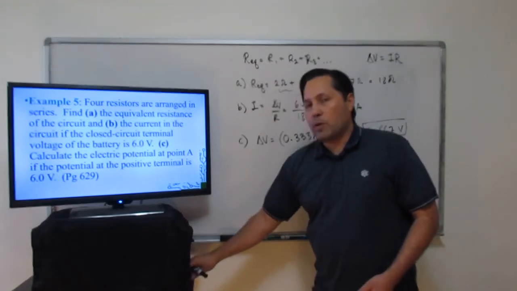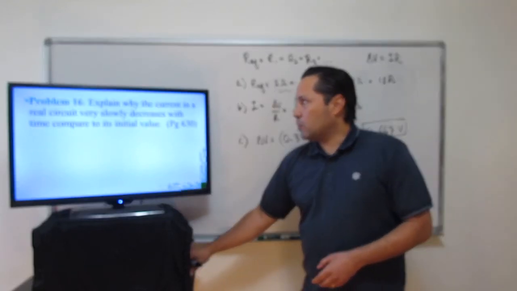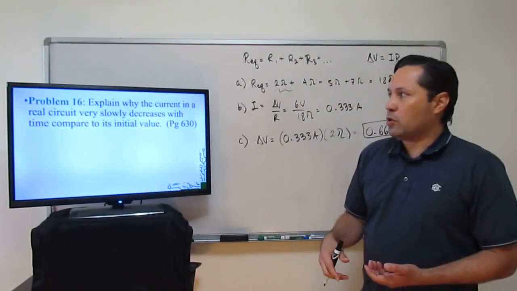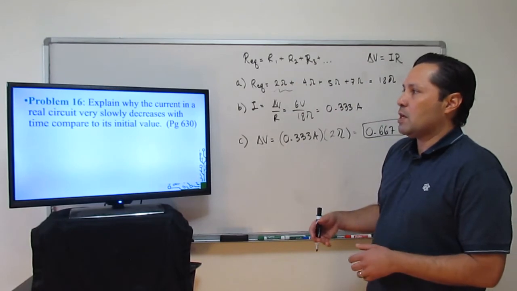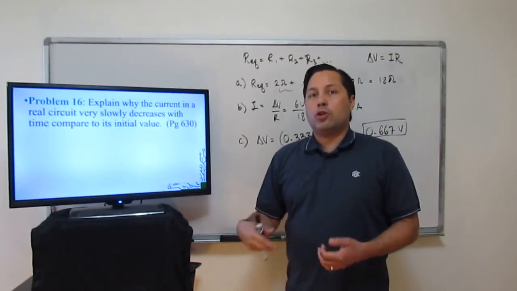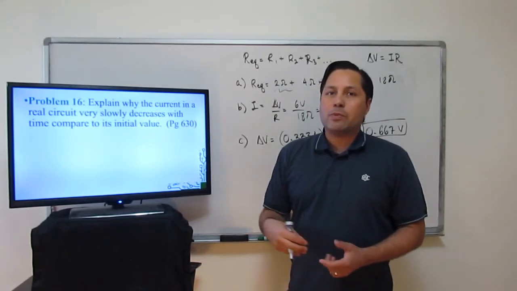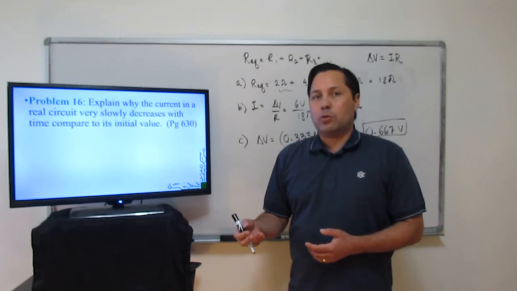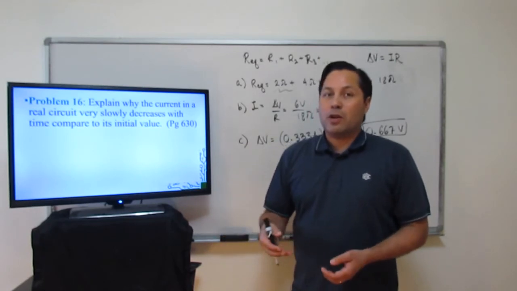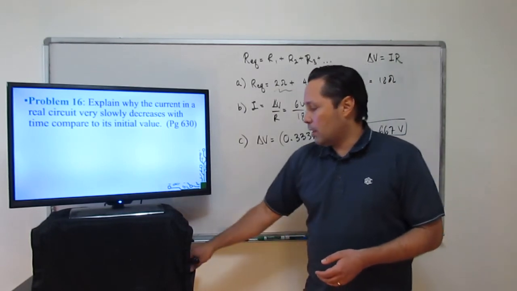Alright, now let's move along to our next problem. In problem number 16, they ask you, explain why the current in a real circuit very slowly decreases as time passes compared to its initial value. So what's happening to those charges? Why are they slowing? Well, it has to do with the friction with the atoms in the wire. As they collide with those atoms in the wire, that slows the charges. So that's why the current slowly decreases over time.